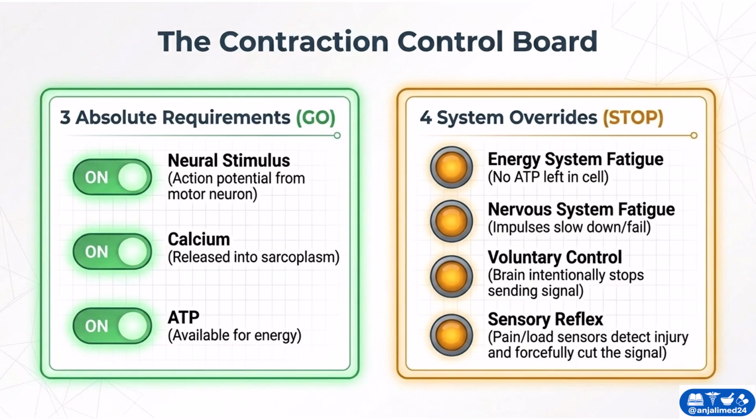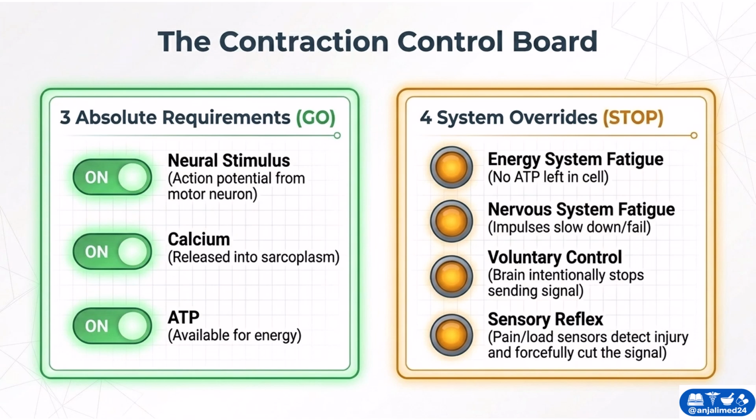The third requirement is ATP. ATP supplies the energy needed for the cross-bridge cycling. It powers the myosin movement, enables detachment from actin, and supports the calcium reuptake during relaxation. Without ATP, the contraction system fails completely. So remember this key principle: neural signal, calcium, and ATP are the three absolute requirements for muscle contraction.